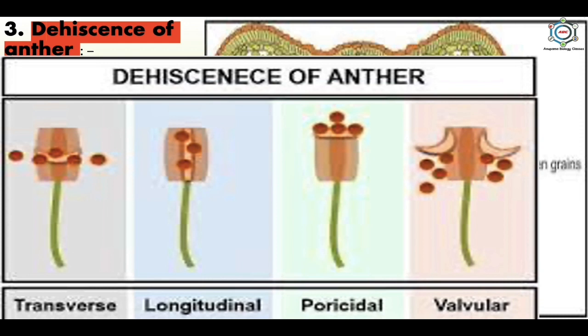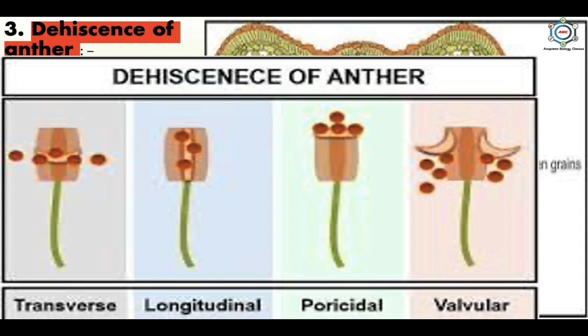In this picture, you can see the types of dehiscence of anther. In first, transverse slit-like opening. In second, longitudinal slit. In third, you can see that is poricidal, where the opening is via pores, usually applied to the anther that shed their pollen via the terminal aperture. While in the valvular dehiscence, the last one, here the pollen is released through a split that is positioned to the side towards each other anther and rather than towards the inside or outside of the flower. So this is the type of dehiscence of anther.